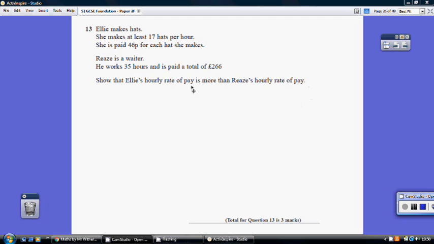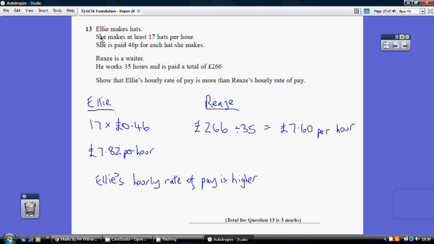Okay, so we've got to show that Ellie's hourly rate of pay is more than Reese's. So we need to work out each of the hourly rates of pay, don't we? So Ellie makes at least 17 hats per hour, and she is paid 46p for each hat. So turning 46p into pounds, that's £0.46. And she makes 17 hats, so 17 lots of 0.46 is £7.82 per hour for Ellie.